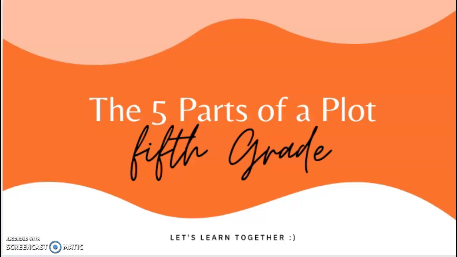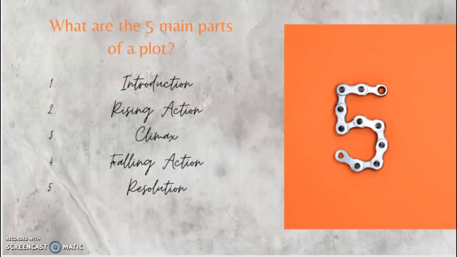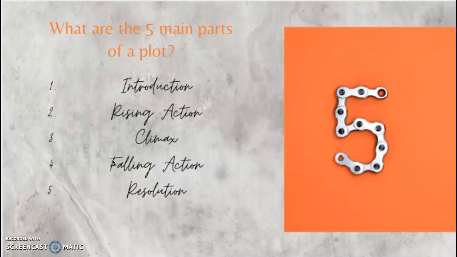Like we talked about today in class, we are going to be covering the 5 parts of a plot. So tomorrow in class, we're going to integrate what we learned from this lecture into our activity where we make a video of the 5 main parts of a plot of a story that you and your group chooses. So what are the 5 main parts of a plot, you may ask, as that's the point of this video. So there's the introduction, the rising action, the climax, the falling action, and finally the resolution.